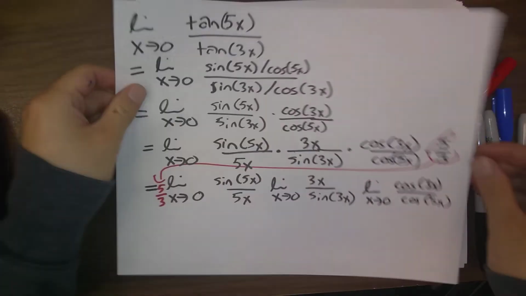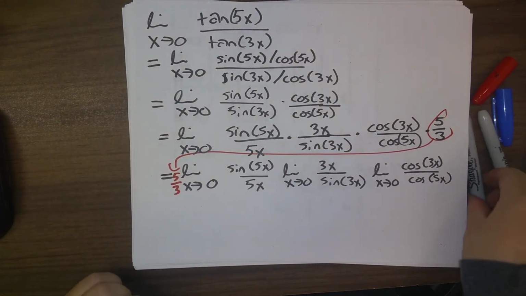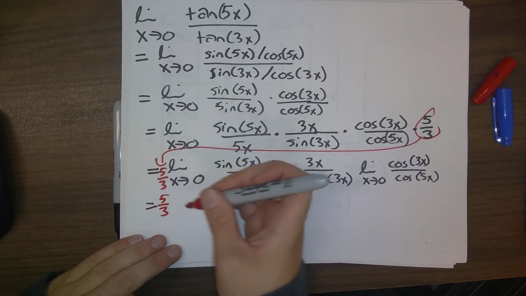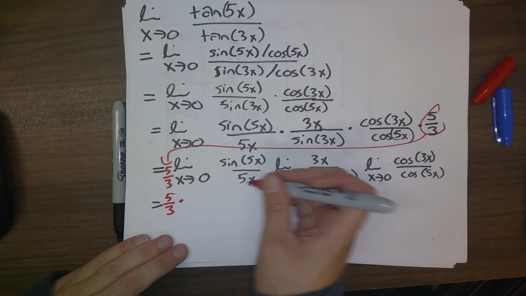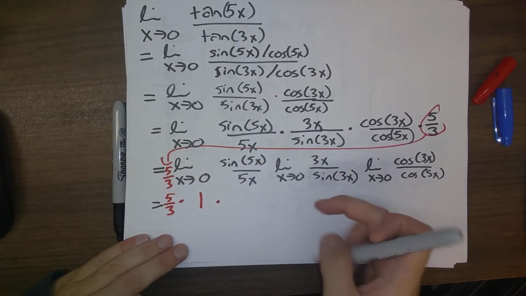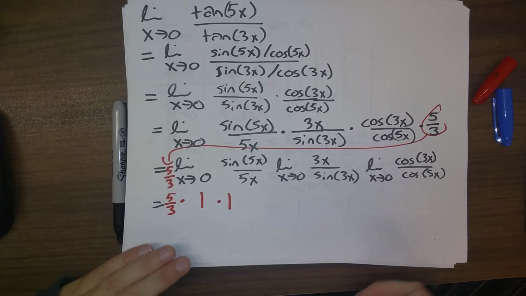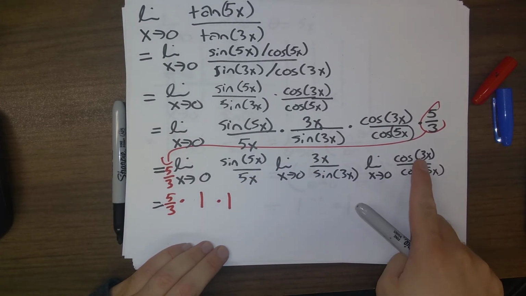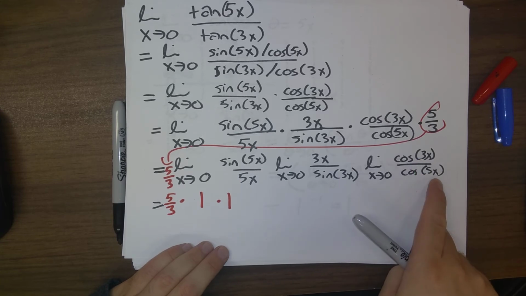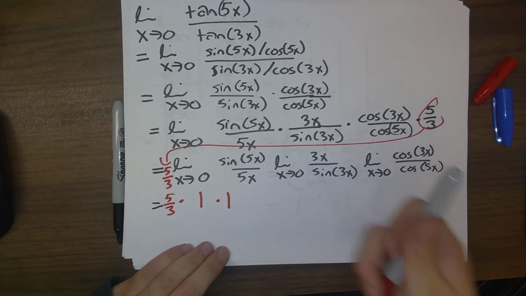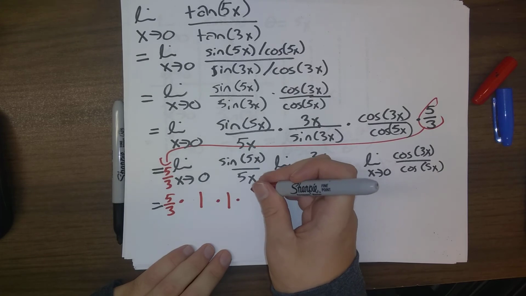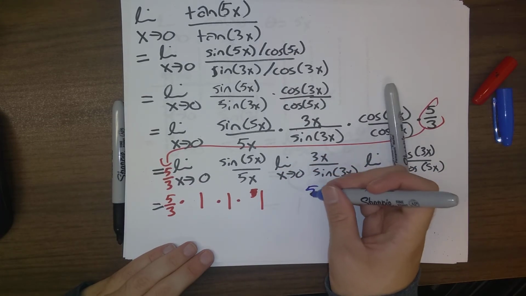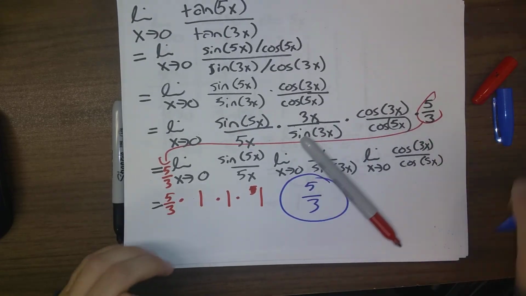So coming back to this slide, what do we have? 5/3 times this limit, which was 1, times this limit, which was 1. And finally, it's pretty easy to realize that as x goes to 0, cosine 3x and cosine 5x are both just going to 1. So 5/3 times 1 times 1, and so our final answer is 5/3.